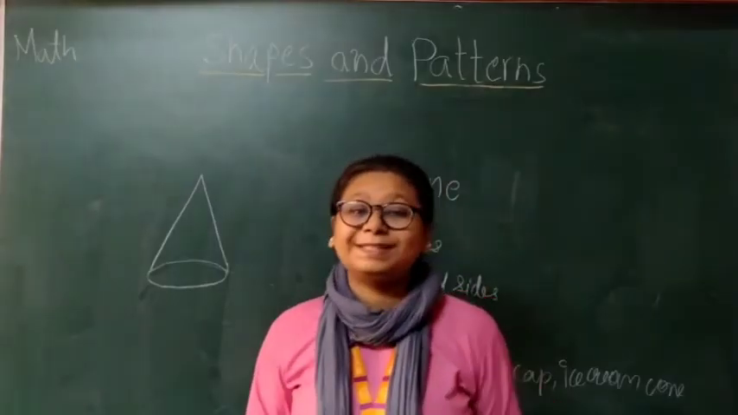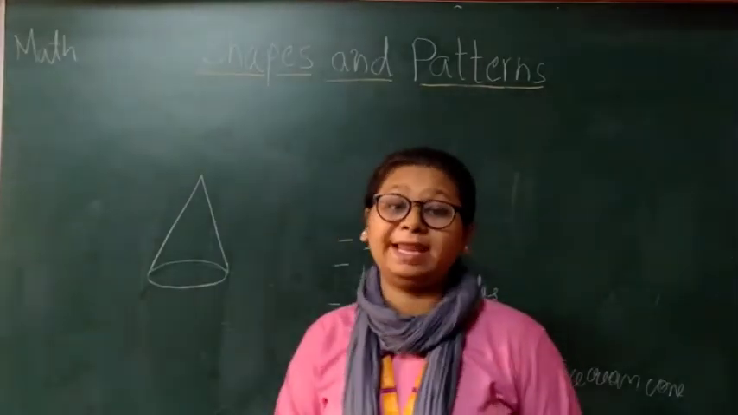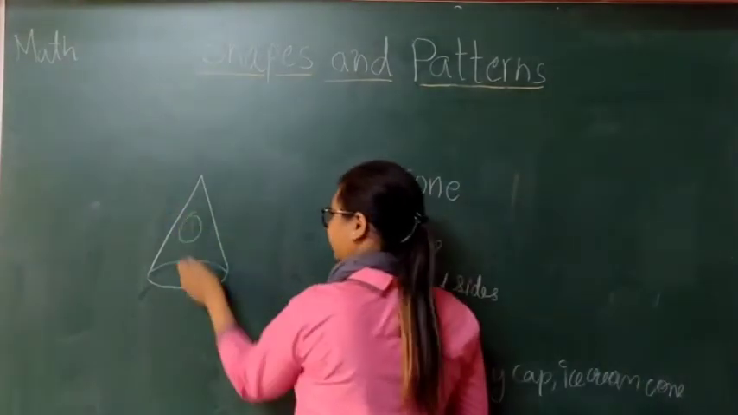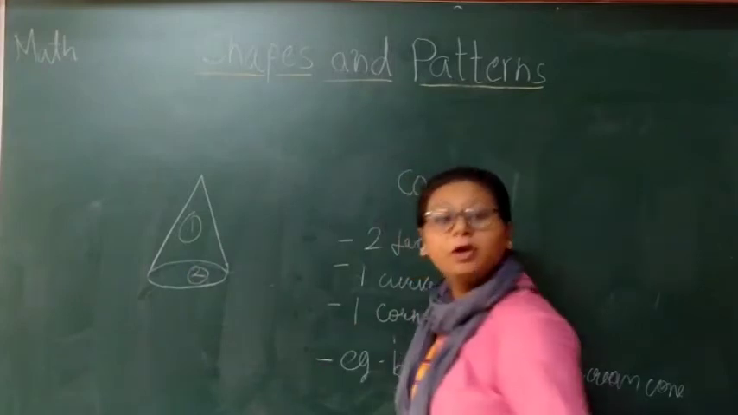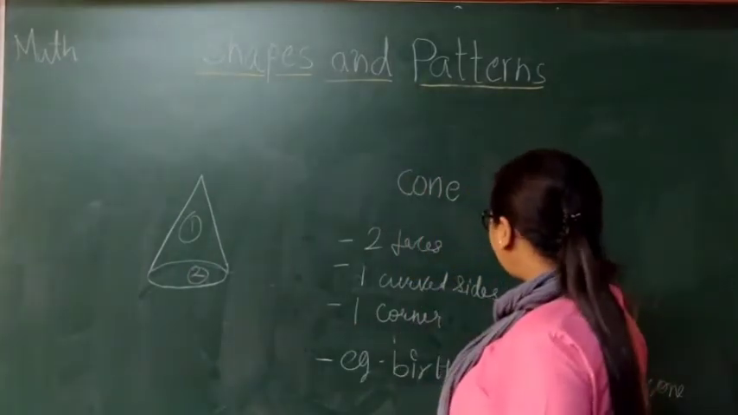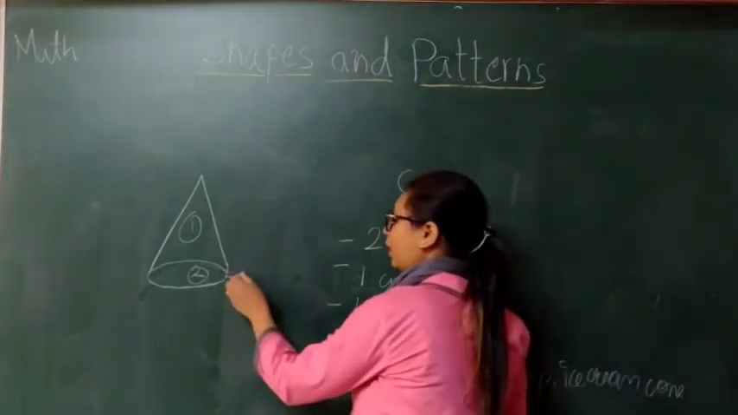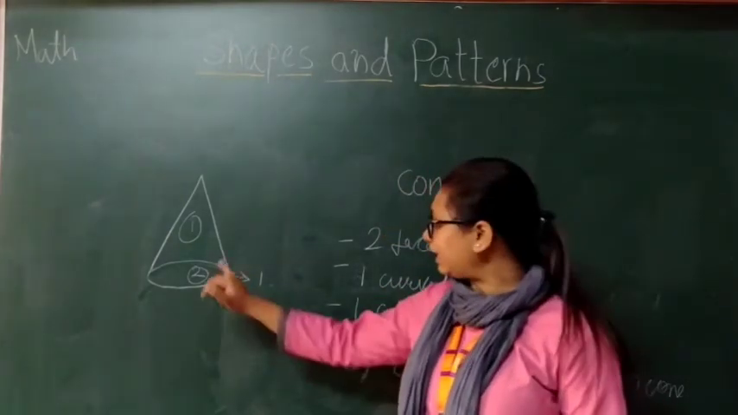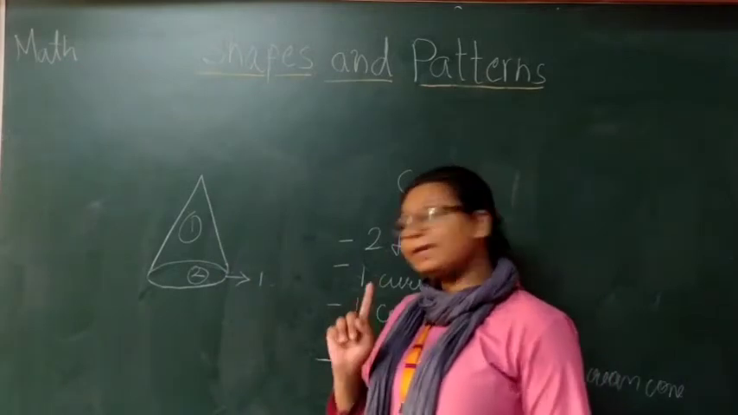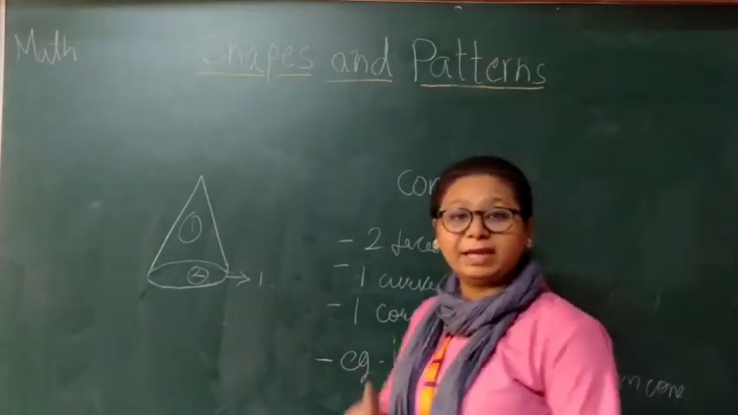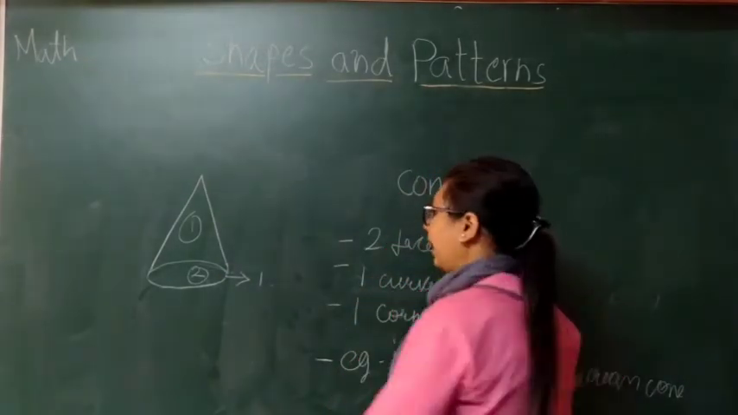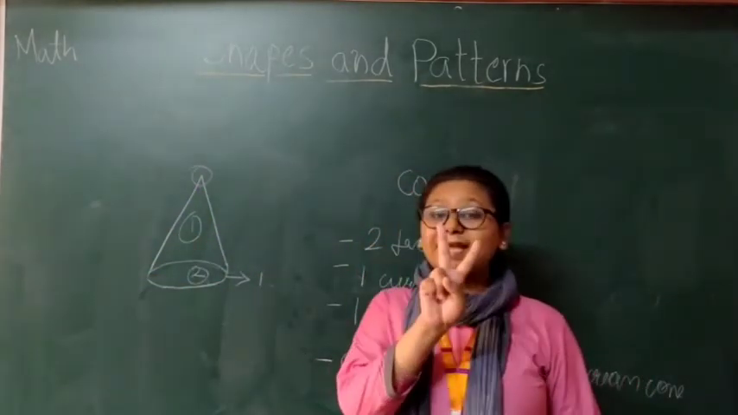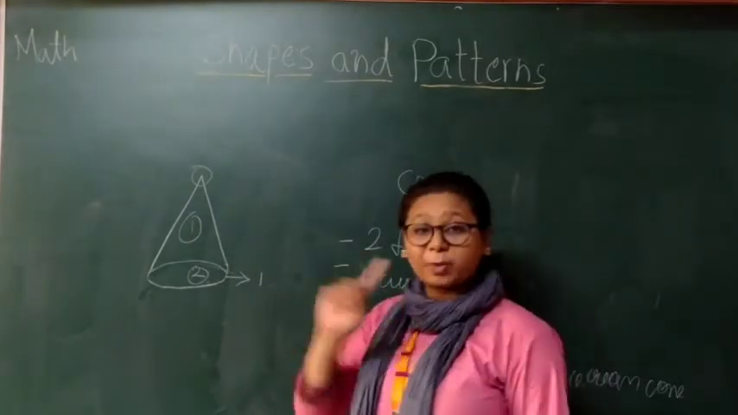Okay. Students, now coming to cone. Okay, the cone shape has two faces. It has one curved side, okay? This one is a curved side. See, it is curved. So it has one curved side. It has one corner, okay? See, you can see where two sides are meeting each other. So it has one corner.